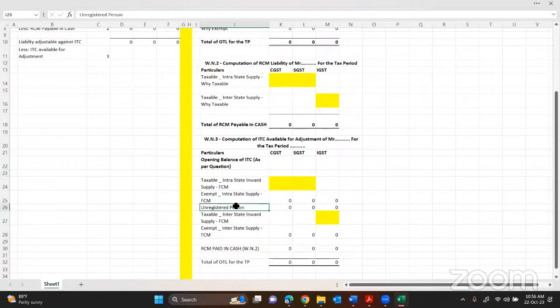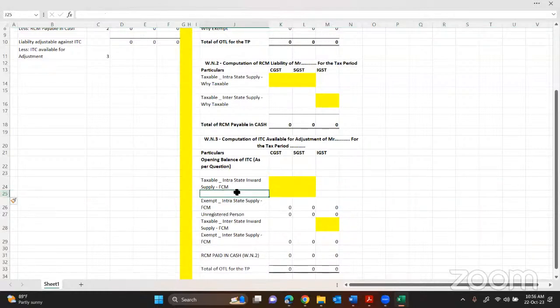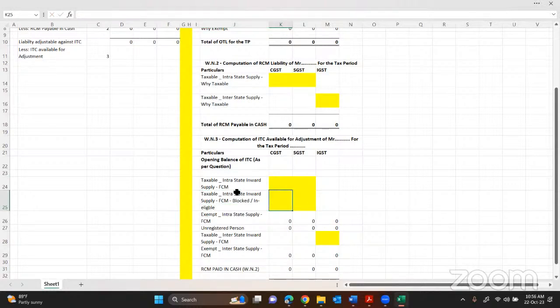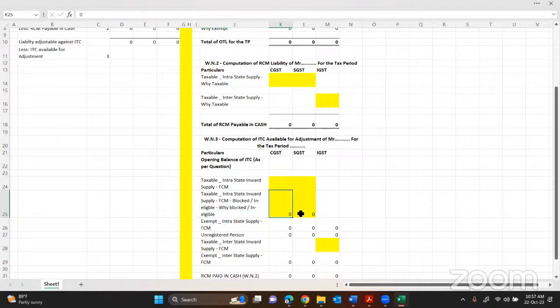My dear brothers and sisters, let me give you an example. I'll give you a detailed breakup also. There is a probability that it will be taxable RCM, but it will be blocked or ineligible. If that be the case, what will we do, sir? We will mention the reason why blocked or why ineligible, and we will make the outer column 0, 0. We will not avail the credit. We will say it is ineligible.